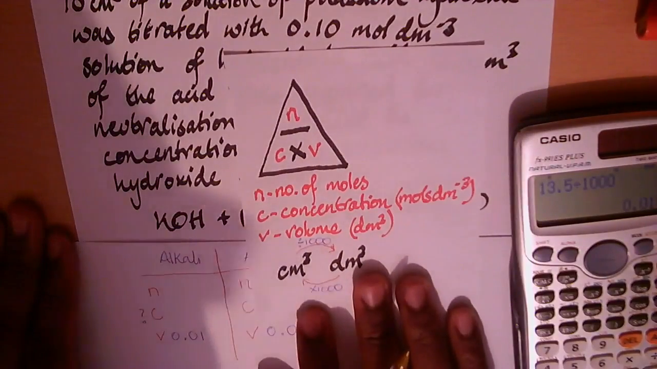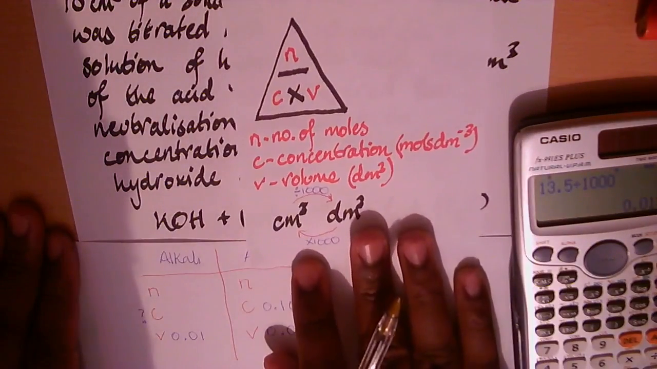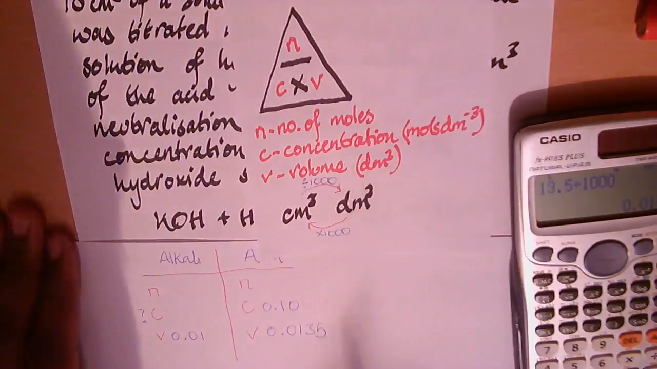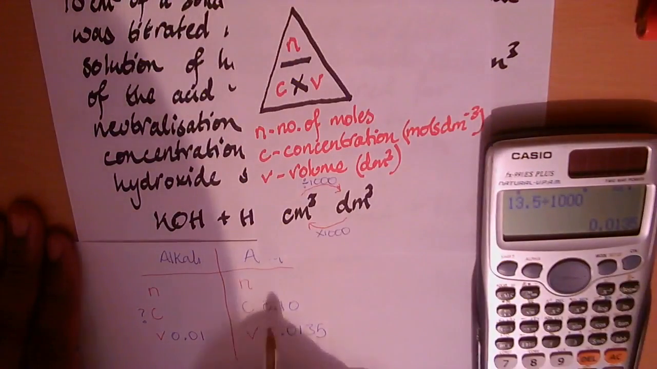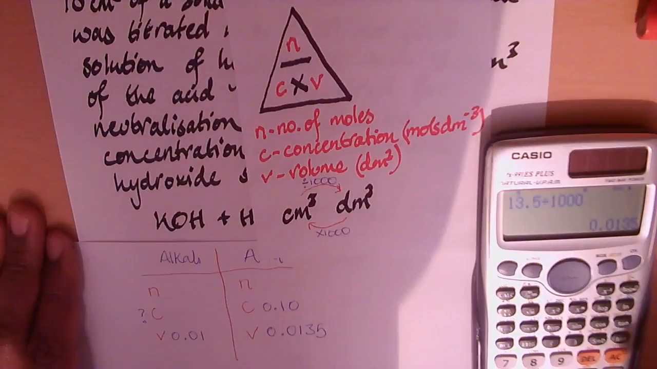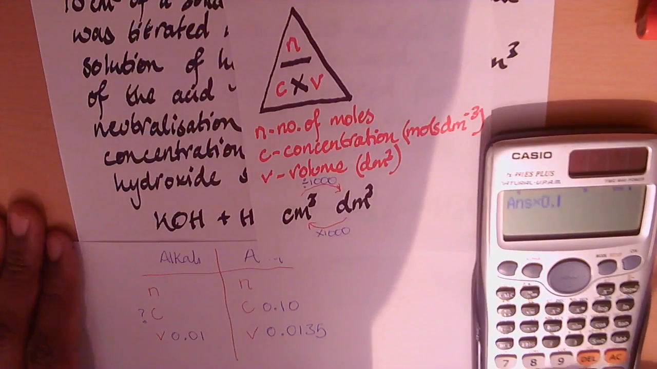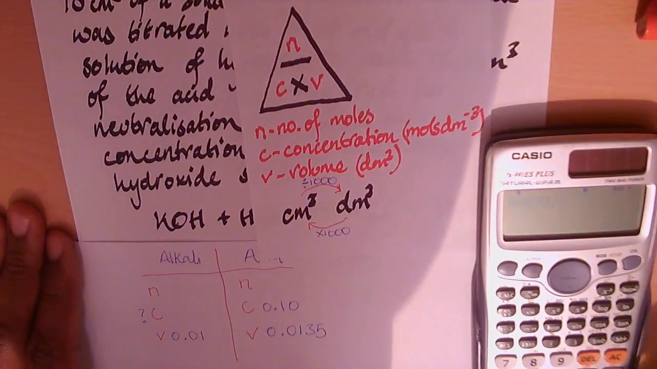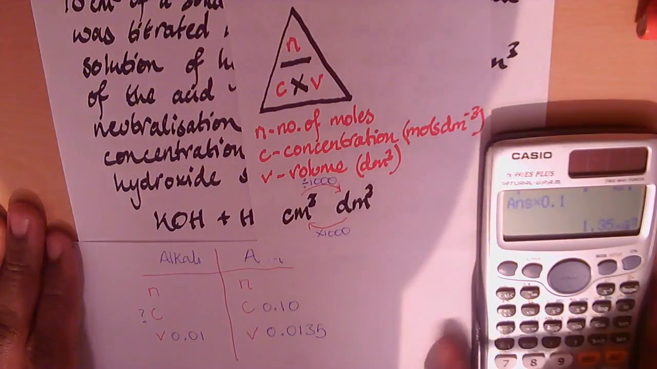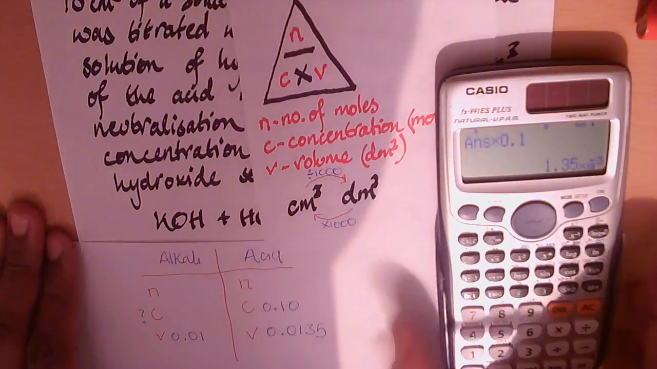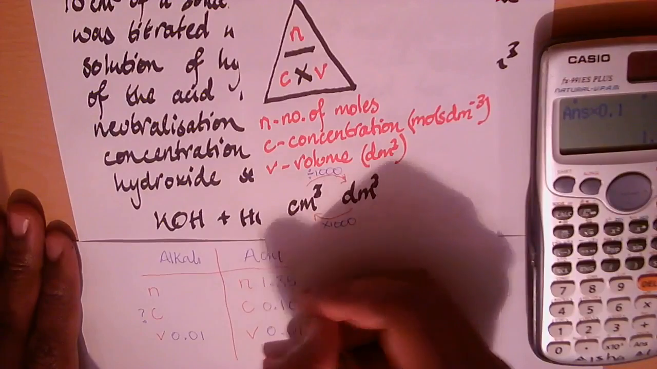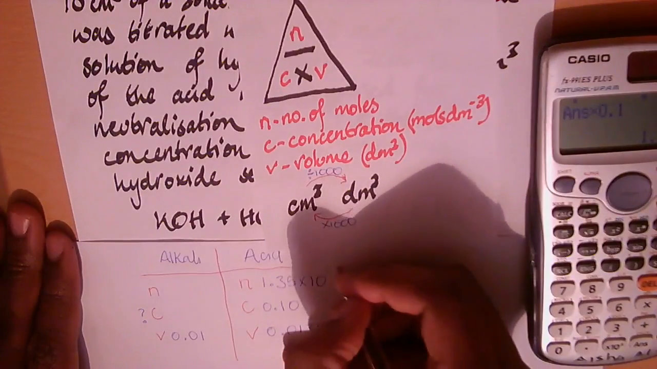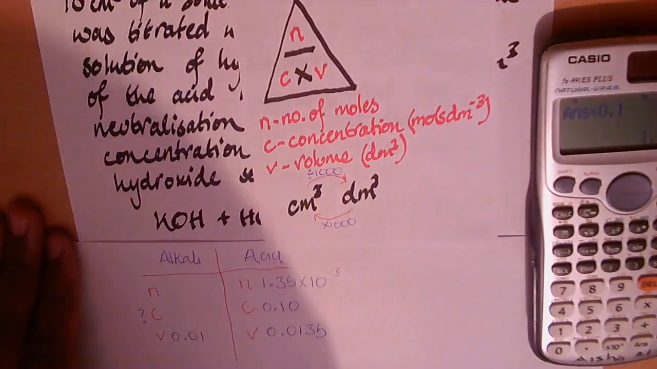Okay, from this we can actually calculate the number of moles of acid using the formula triangle. So number of moles equals concentration times volume, and so if I multiply 0.1 by 0.0135, that will give us our answer, 1.35 times 10 to the power of -3.